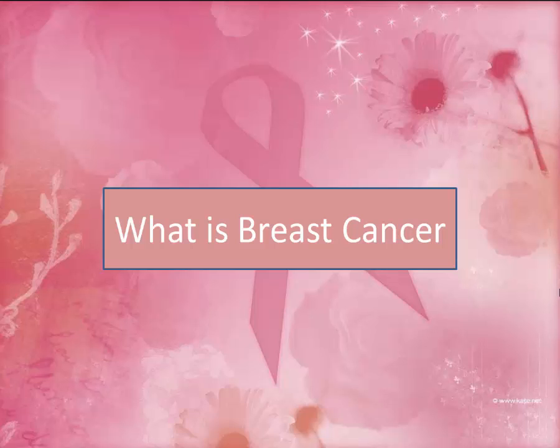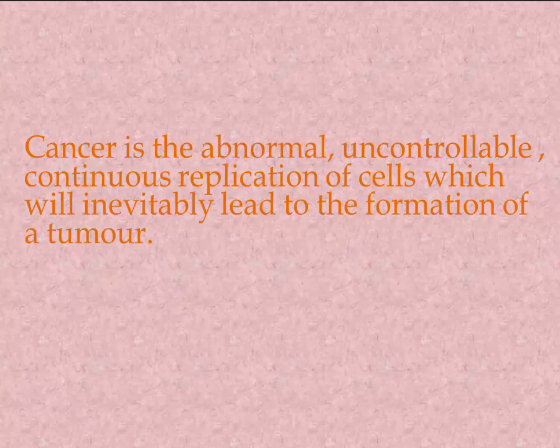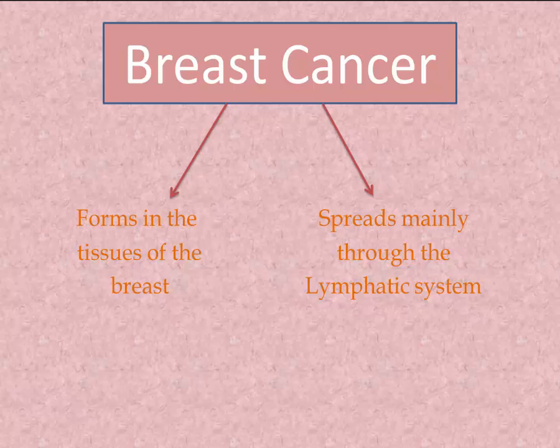What is breast cancer? Cancer is the abnormal, uncontrollable, continuous replication of cells which will inevitably lead to the formation of a tumor. It forms in the tissues of the breast and spreads mainly through the lymphatic system.